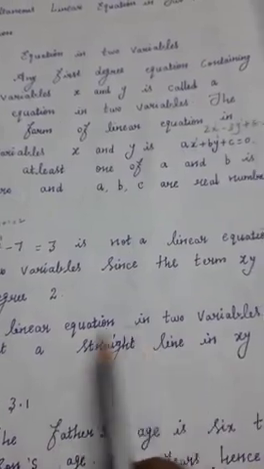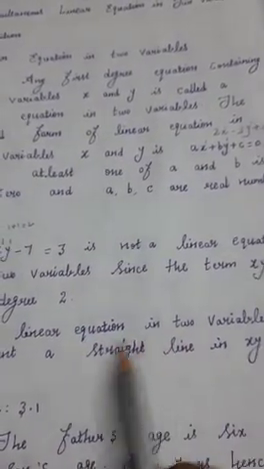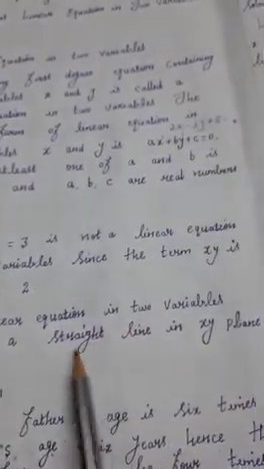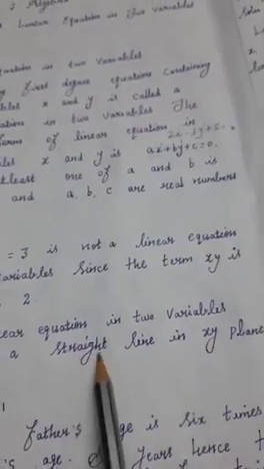While you are solving the equations, we will get a straight line only. The linear equation in two variables represents a straight line in the xy plane. Okay, so a straight line.